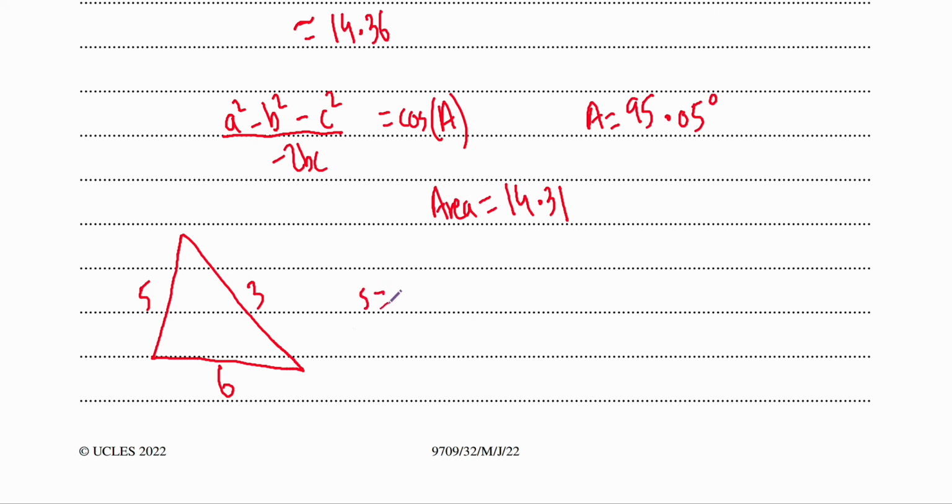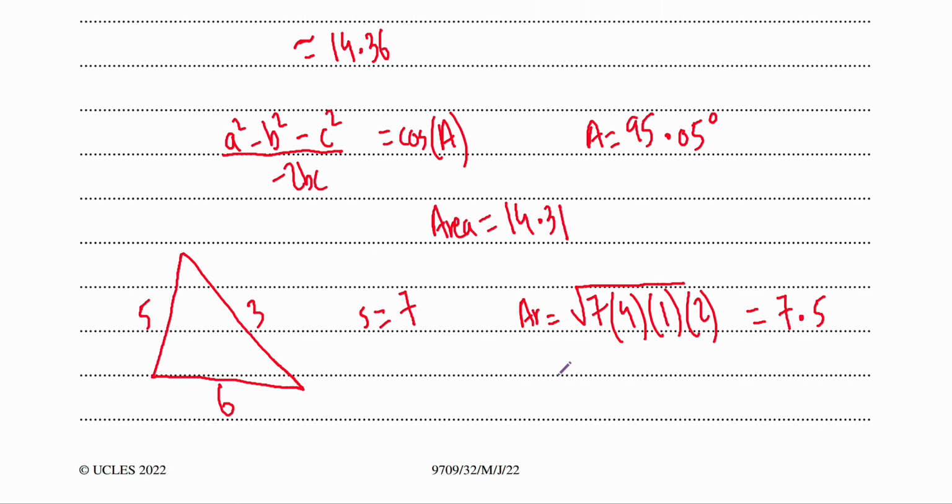So first find the semi-perimeter, which is 3 plus 5 plus 6 divided by 2, which is 7. So then area is equal to square root of 7 times 7 minus 3 is 4. 7 minus 6 is 1. 7 minus 5 is 2. So this is the square root of 56. And I will say that's approximately 7.5. Let's just say 7.5. I don't know what the answer is, but I'm going to say 7.5.